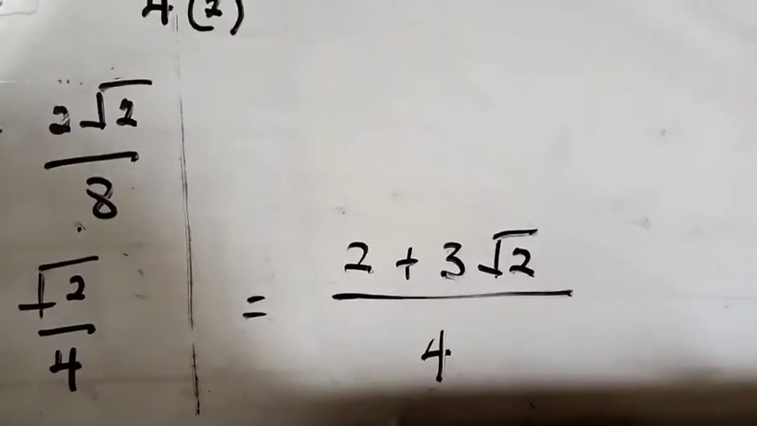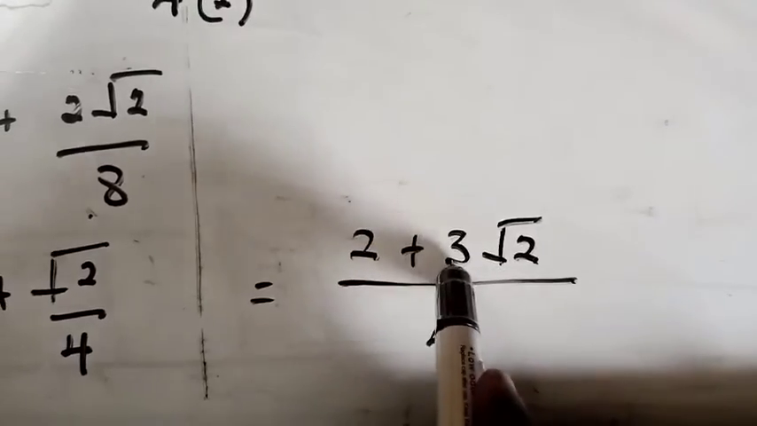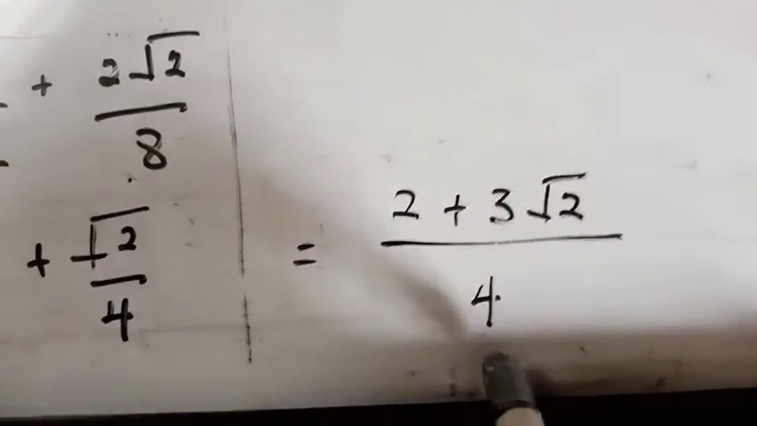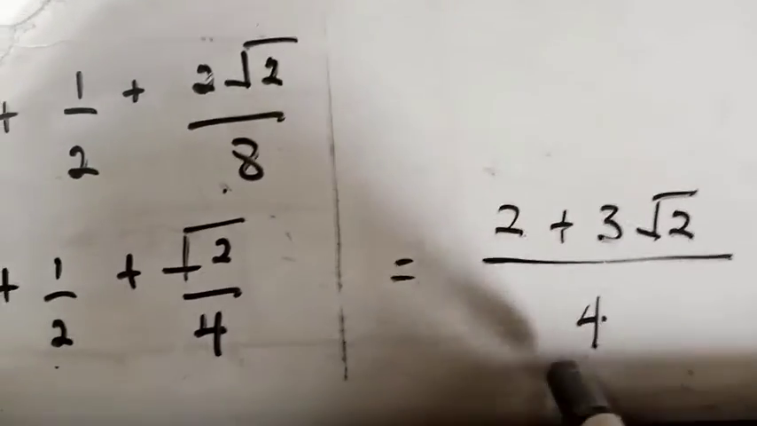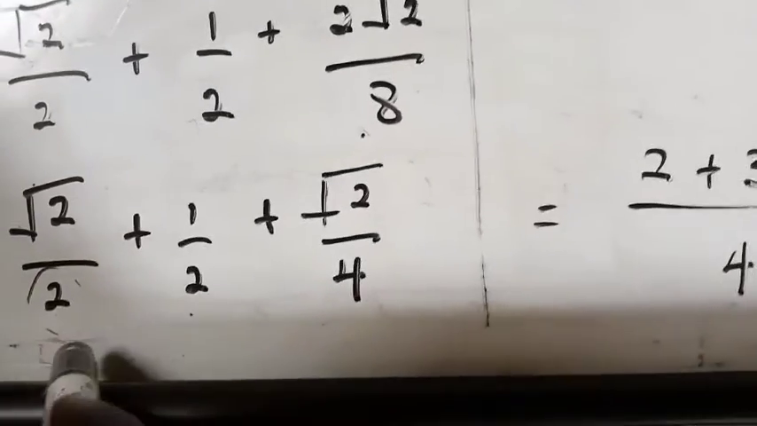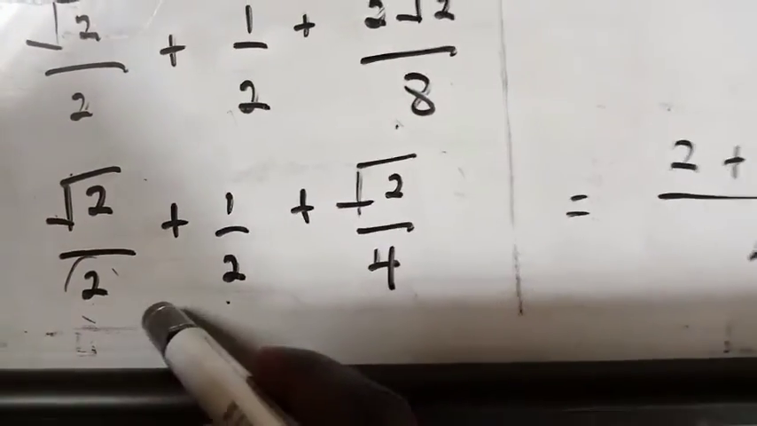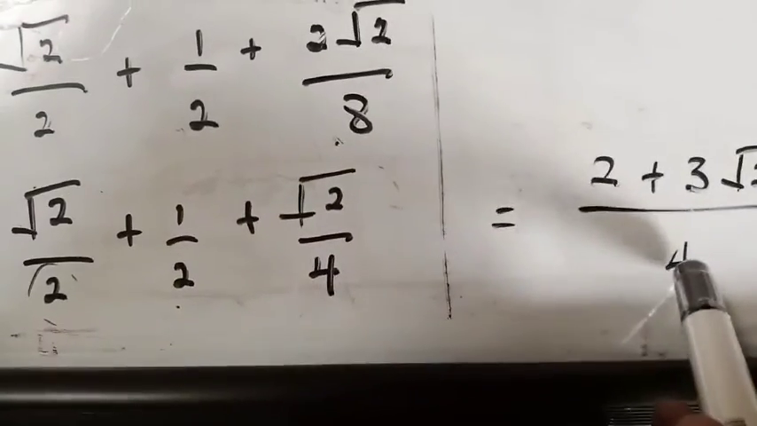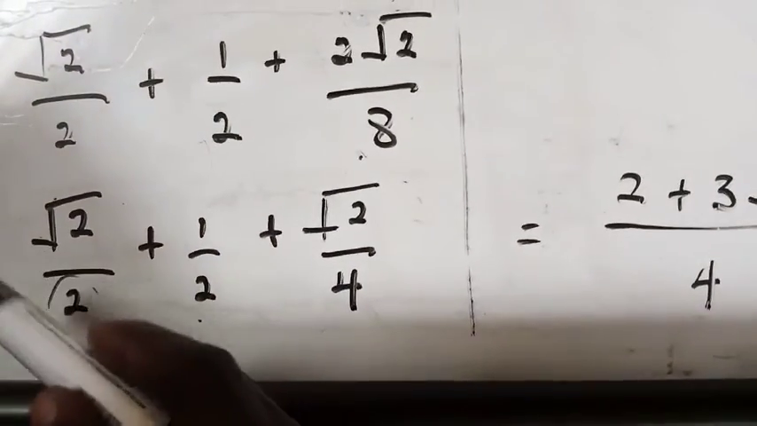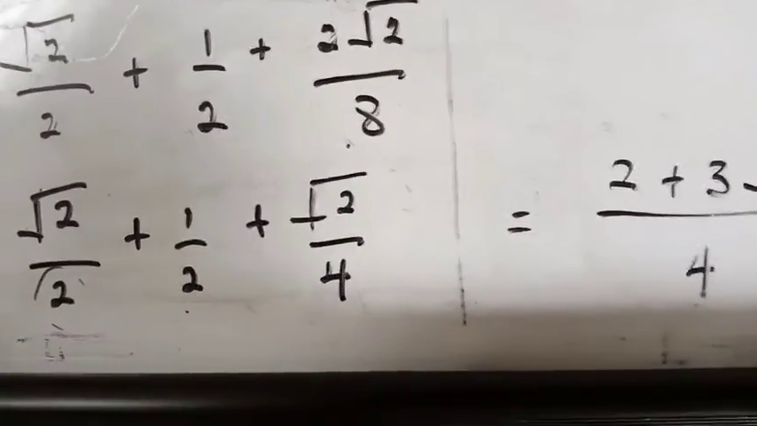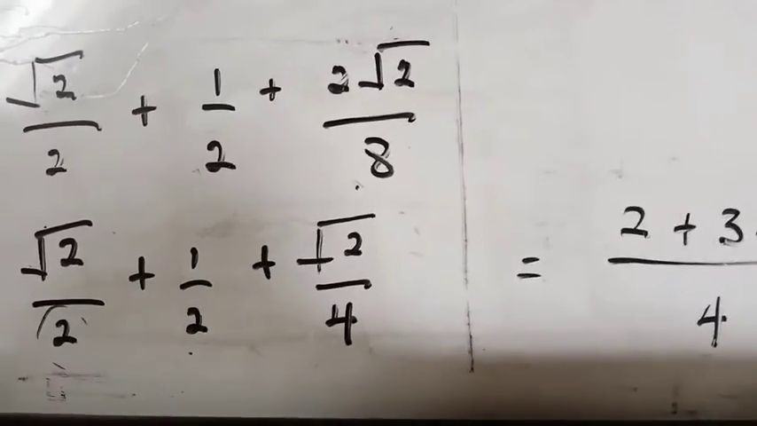So this is what I had at the end, right? I had 2 plus 3 root 2, everything over 4. If you don't know how to do this, just comment that. There's nothing difficult here. All that you are going to do is take a 4 here, so 2 will go into the LCM, the least common multiple, 2 times, and then 2 multiplied by the top one should be root 2, and then you proceed from that point.